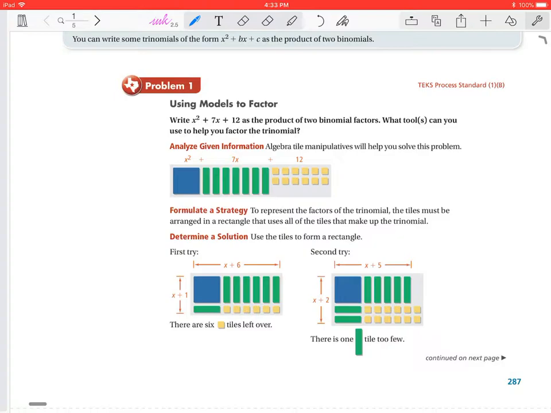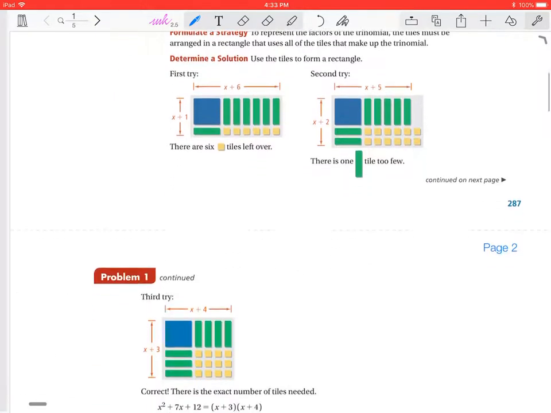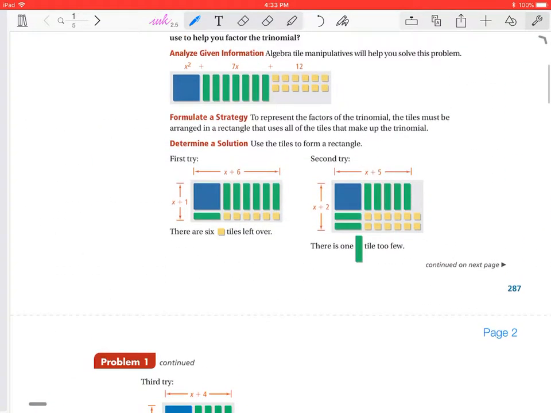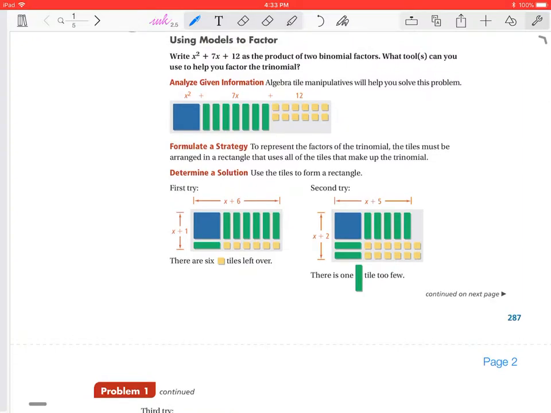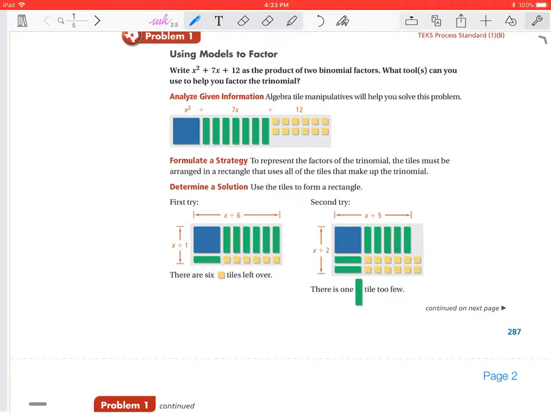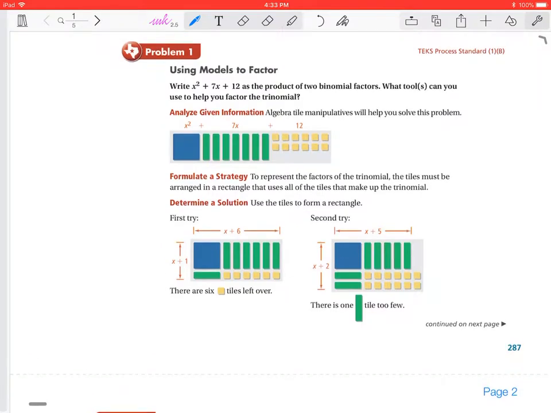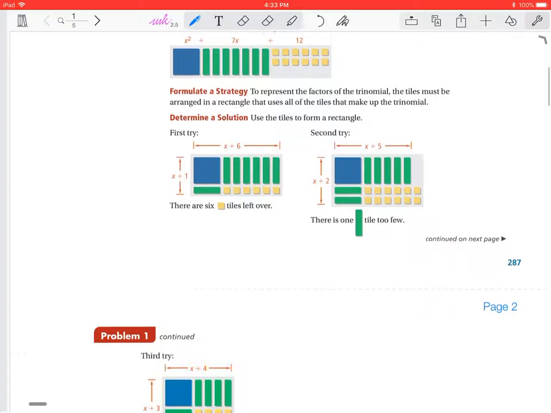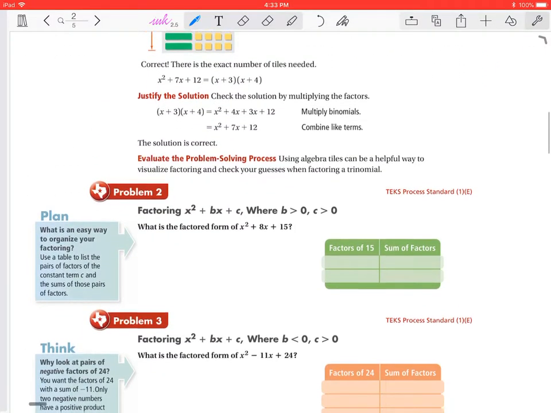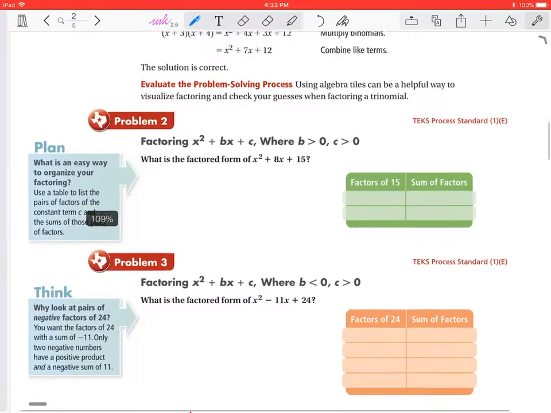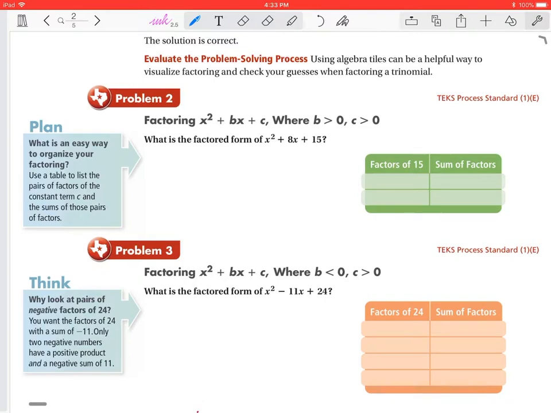On the first problem, you can read through it on your own. It really just talks about factoring using algebra tiles and other models to try to figure out how to factor. You can also think about it in terms of creating a square and a rectangle. But I'm going to teach you factoring using a table, and we're going to look at problem number 2.